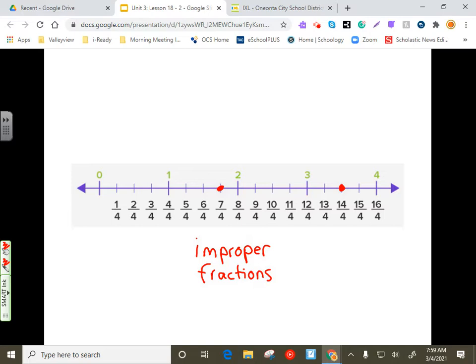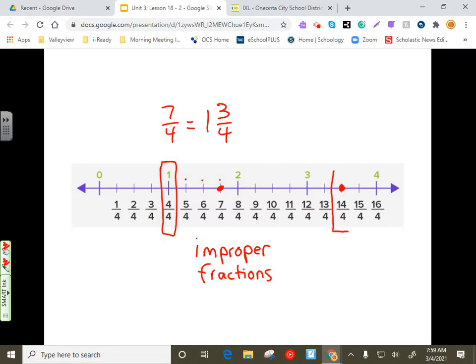So 7/4 means it's greater than 4/4 here, which is 1. And then I've got 1, 2, 3/4 after the 1. So 7/4 equals 1 3/4.